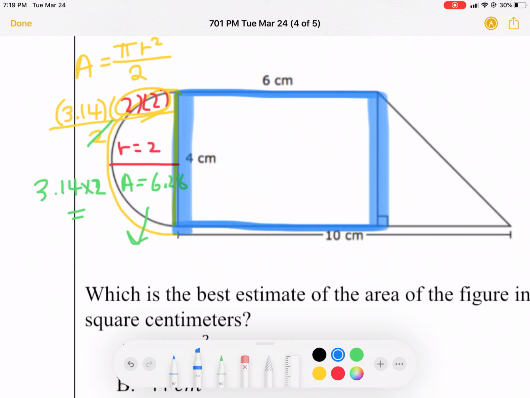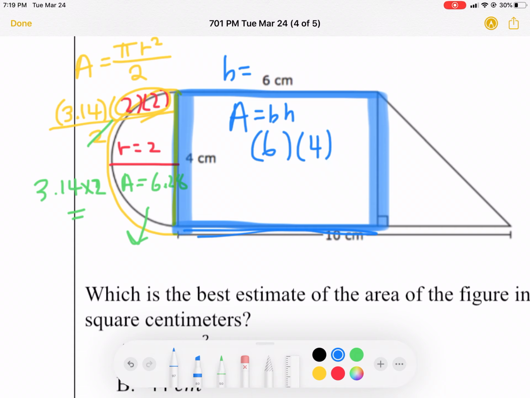Okay, this one is simple and easy because all you gotta do is just base times height. Be careful, it's not 10, because 10 includes both of the bases of the rectangle and the triangle. It's going to be actually the 6. You're gonna do 6 times 4, which is 24. Okay, I'm gonna move on to the triangle.